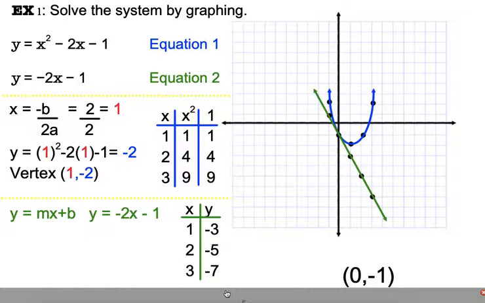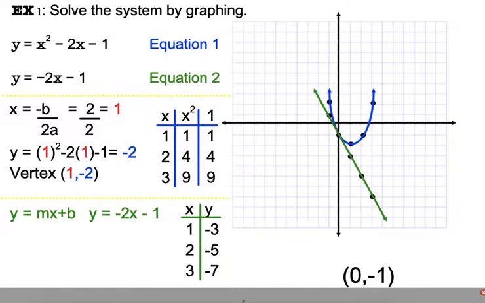Now, the goal of this problem is to figure out where the two graphs intersect, which is right here, and that point is 0, negative 1. That is the solution to this system. That means if I put 0 into both of these equations, it will yield negative 1 as an answer. That is the only solution to this problem. Sometimes we'll have one solution, sometimes we'll have two solutions, and sometimes we'll have no real solution.